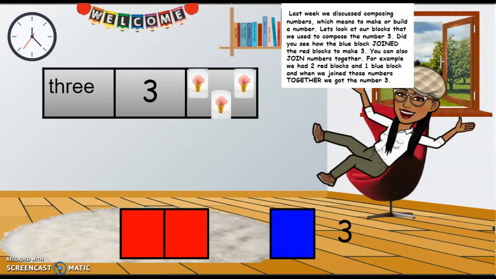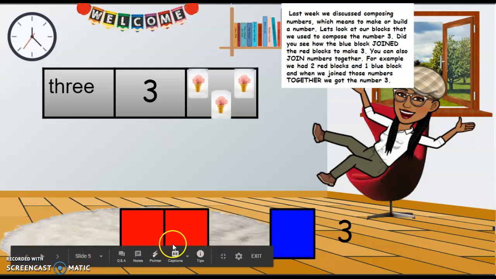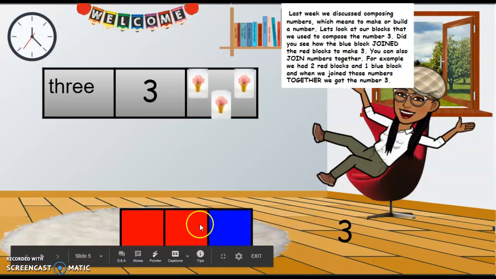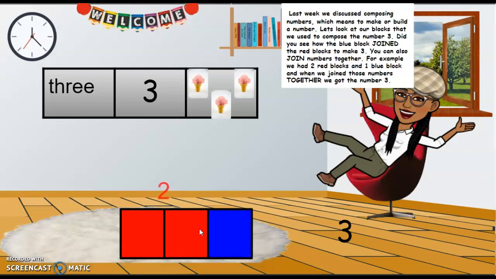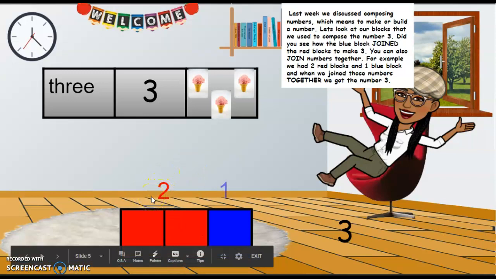Okay, so remember last week we discussed composing numbers, which meant to make or build a number. Let's look at our blocks that we used to compose the number 3. Remember we had our two red blocks and our one blue block. In order to make 3, we let our blue block join our red blocks to compose the number 3. We had two red blocks and one blue block, and we made 1, 2, 3.